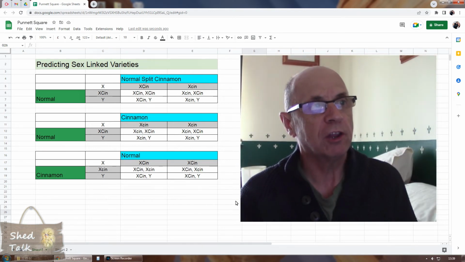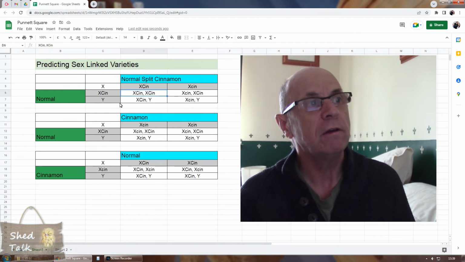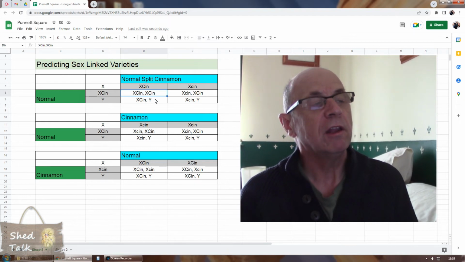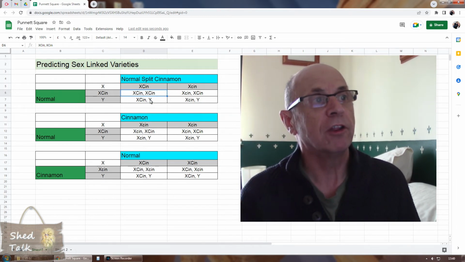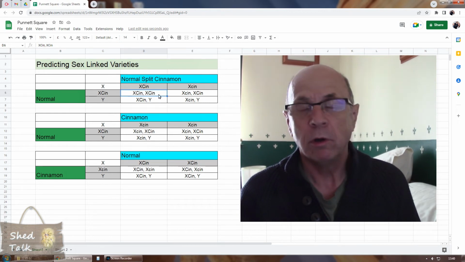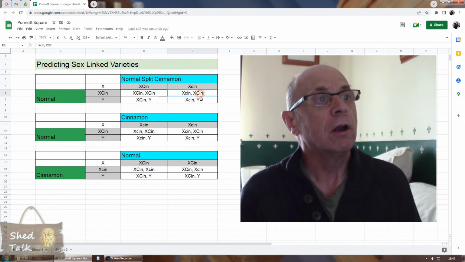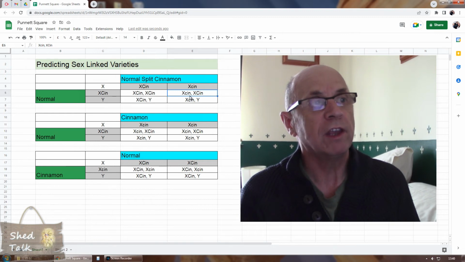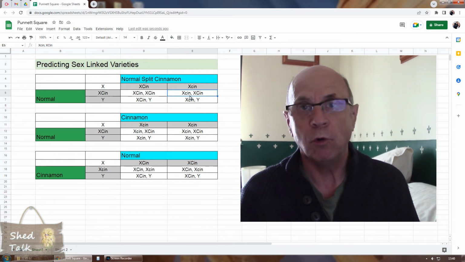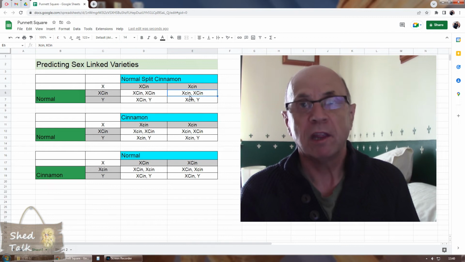Let's now talk about what each of the birds are likely to be, so what variety they're likely to be, starting at the top one here. Okay, so that there has got 2 X chromosomes, so it's going to be a cockbird, and both of them are the non-mutated gene, so 25% of the birds are going to be normal cockbirds. Over here, 2 X chromosomes, so once again it's a cockbird. In this case you've got one of the recessive mutated allele for cinnamon, so it's going to be a normal split cinnamon cockbird.